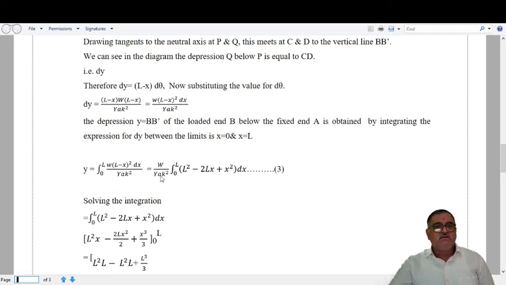And see, this quantity w upon EI is a constant one, and we will take it outside of the integration sign, and the integral of L square minus twice Lx plus x square into dx, because (L minus x) square is the expansion, that is (a minus b) square, that is a square minus twice ab plus b square, in this way into dx. And this is the third equation.